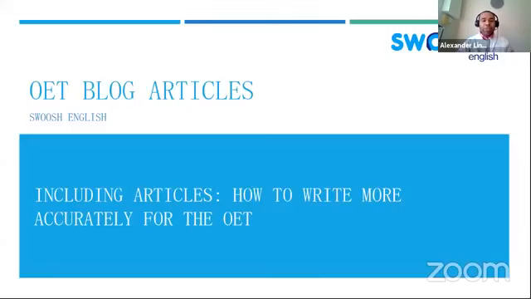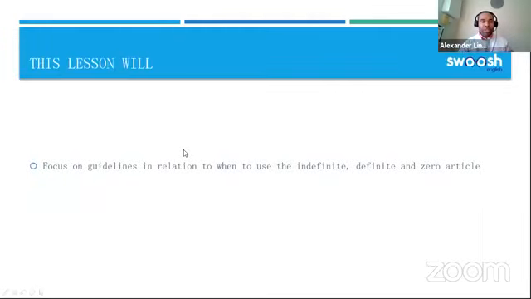So let me share this with you now then. So here we are, including articles, how to write more accurately for the OET. That's what I want us to focus on today. So we're going to look at some guidelines in terms of when we use the indefinite, definite, and zero article. So indefinite, we're looking at a or an. Definite, we're looking at the. And the zero article is where we don't need to use an article at all.